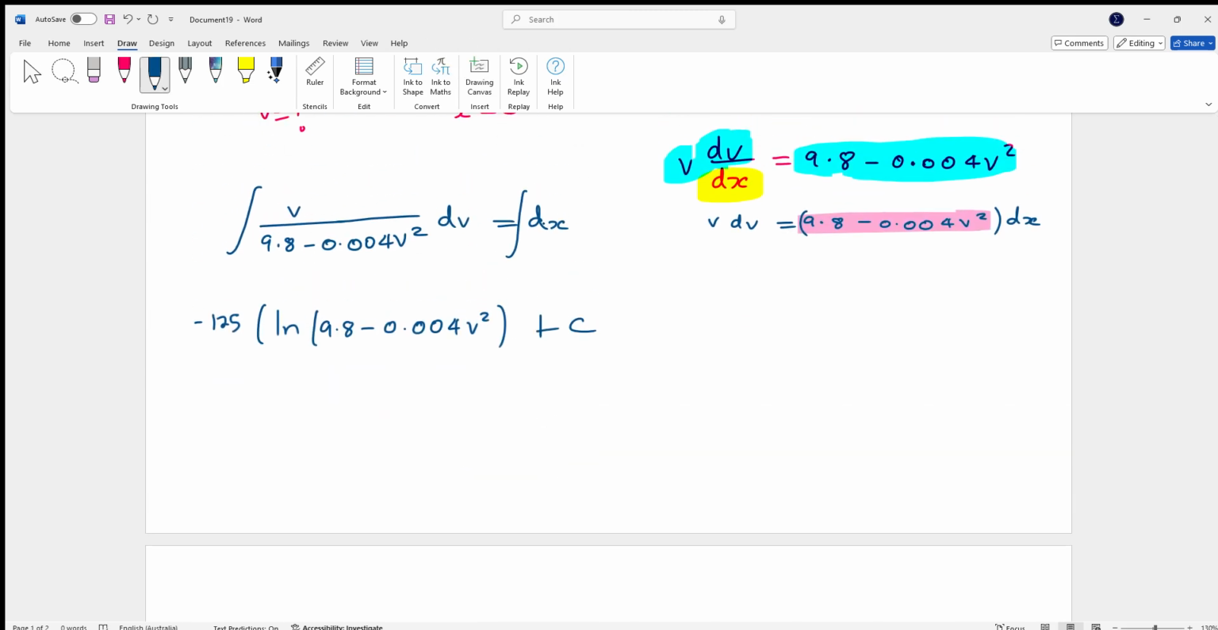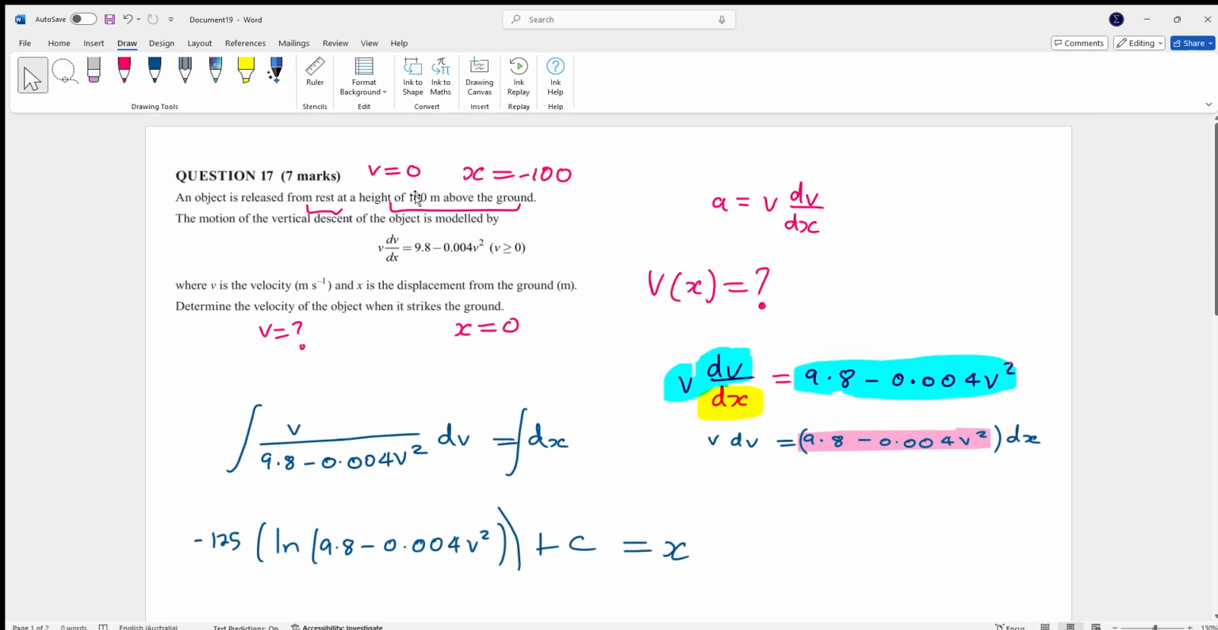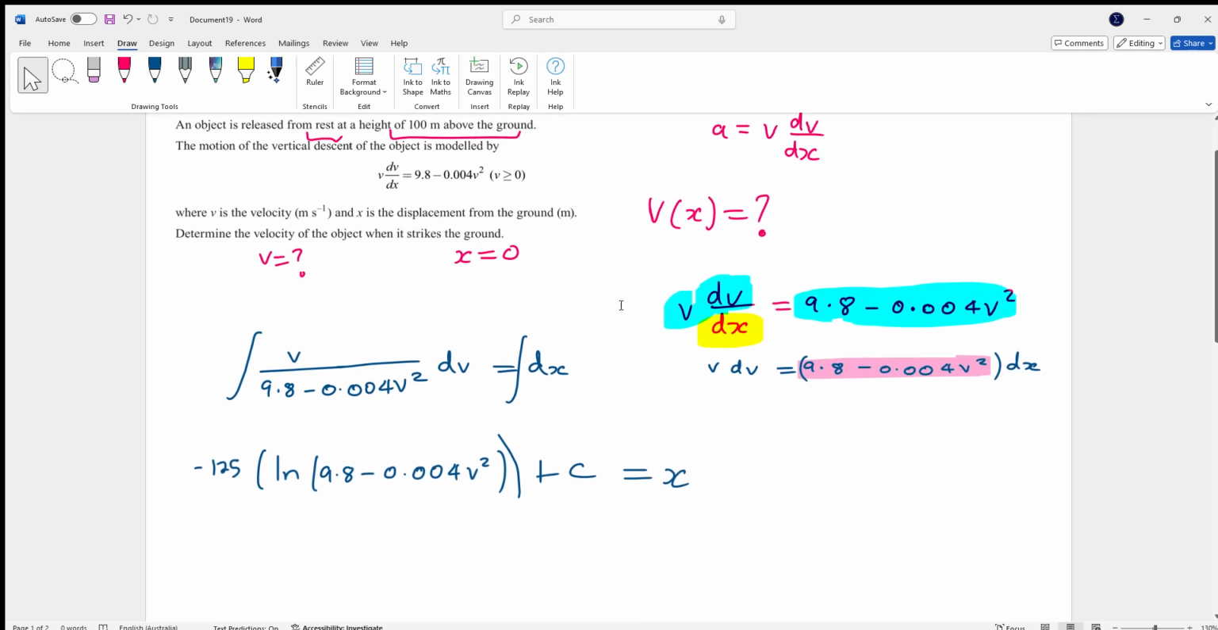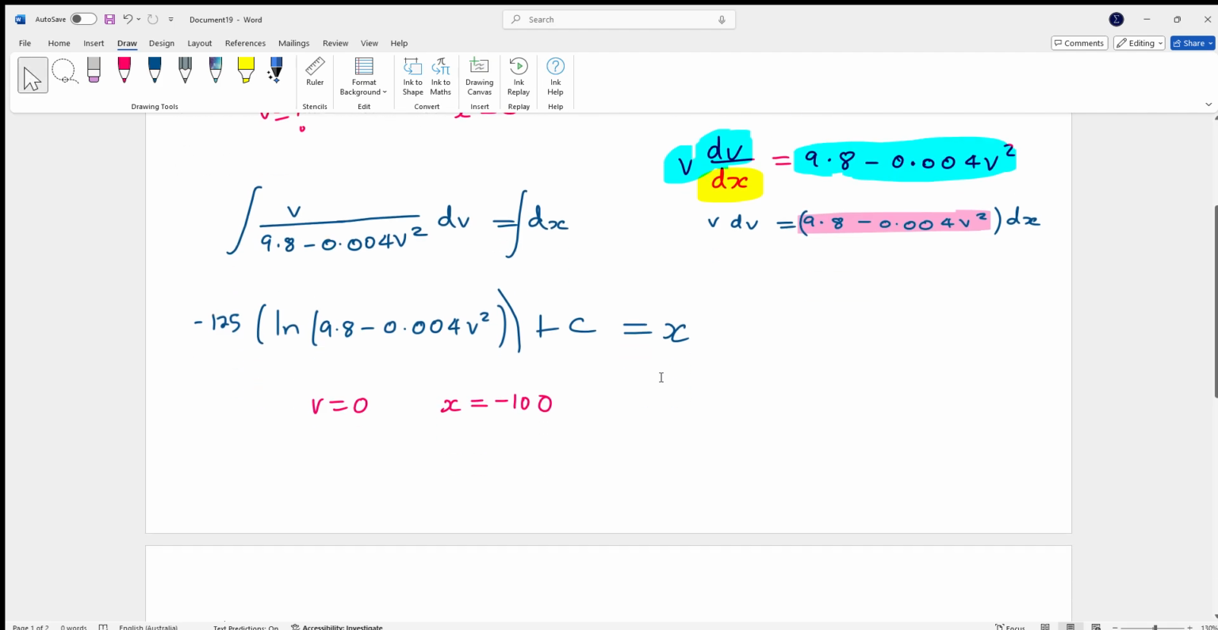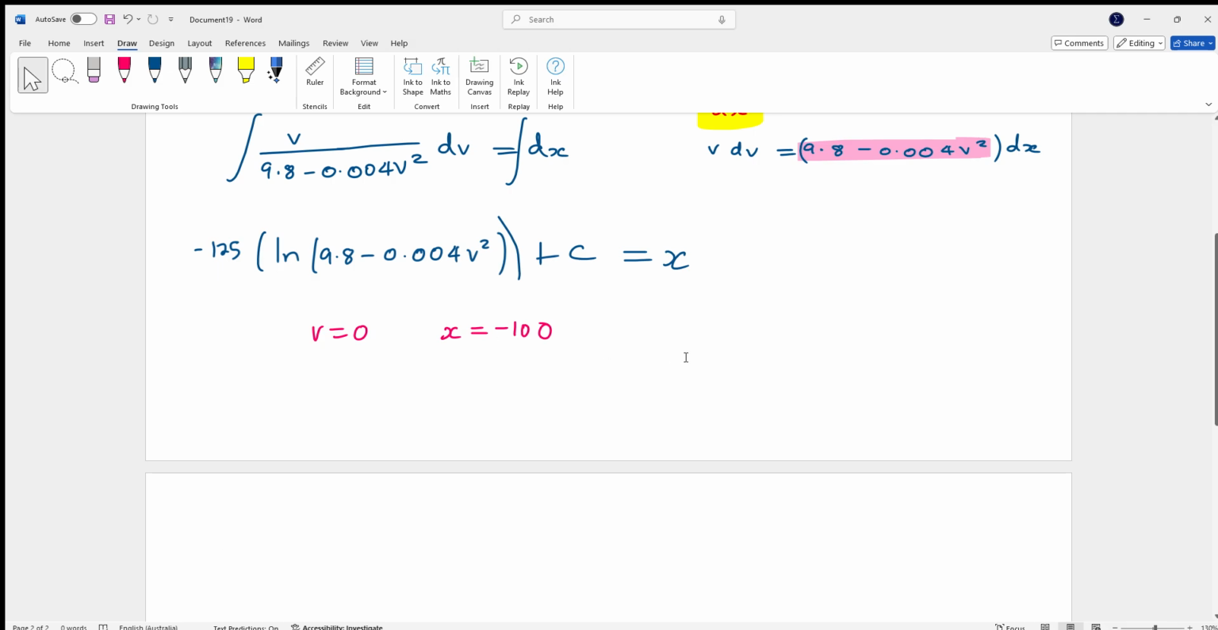Now this side here is pretty easy. This integrates to x. You do not need a plus c on both sides, you just need a plus c on one side, so we're not even going to bother writing a c on that side. Now that we've done that, we want to work out what this plus c is. That's why they've given v equals 0, x equals negative 100. So here we know the velocity is 0 when x was equal to negative 100. And now I know what you're thinking: why was x equal to negative 100? Well, it's because we're going to be able to work out the value of c very shortly. Without it, we're going to have a lot of issues.